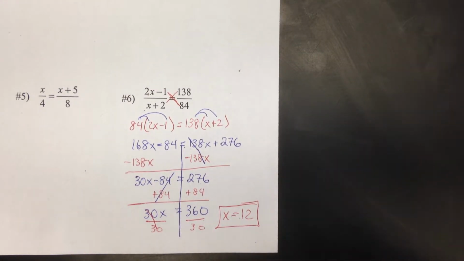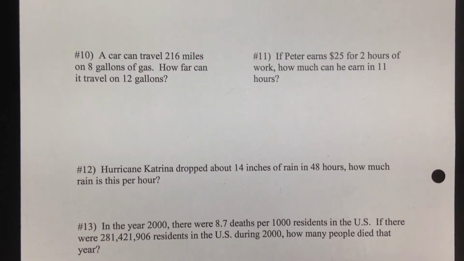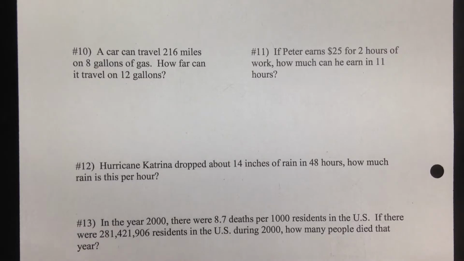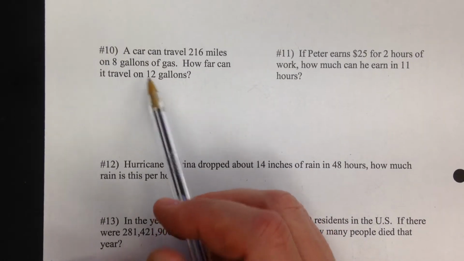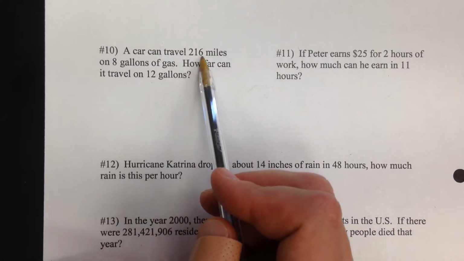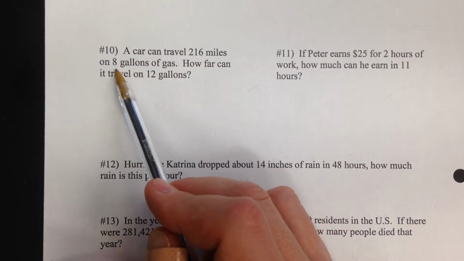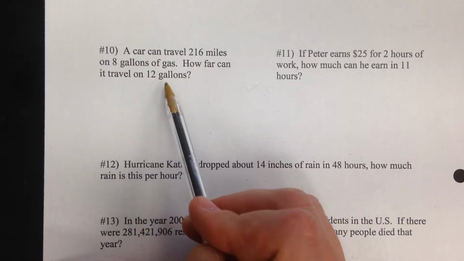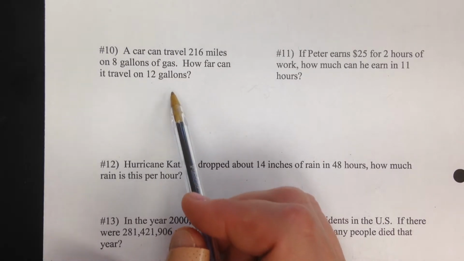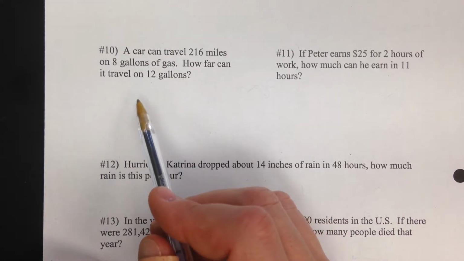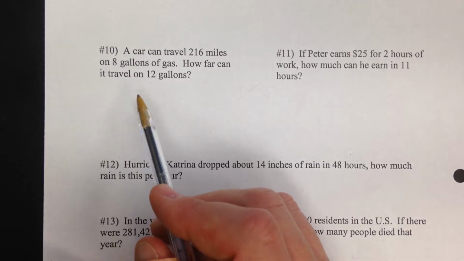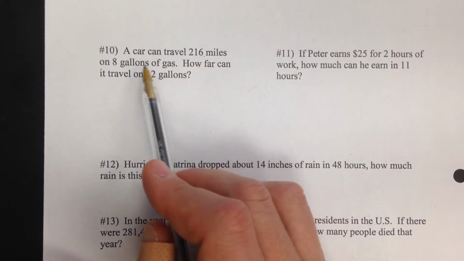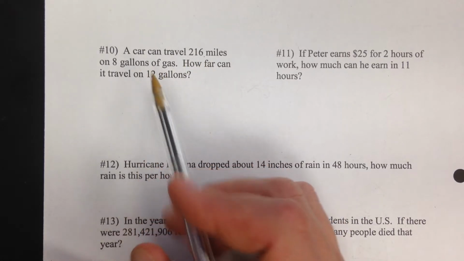Now we're going to flip it on the back, and we're going to look at a couple of the word problems here. So let's try number 10. A car can travel 216 miles on 8 gallons of gas. How far can it travel on 12 gallons? So what happens here, we're going to make a proportion. We are comparing two things. We're comparing the miles to the gallons of gas.